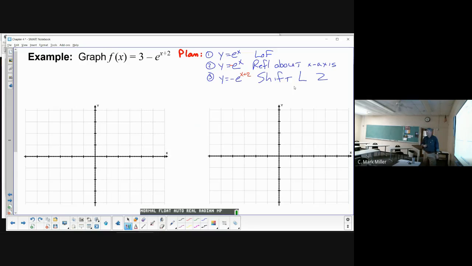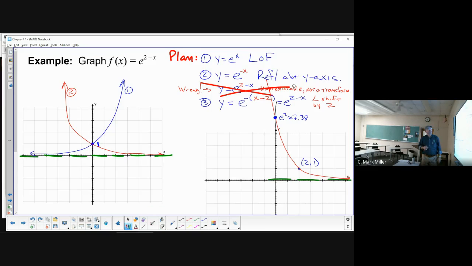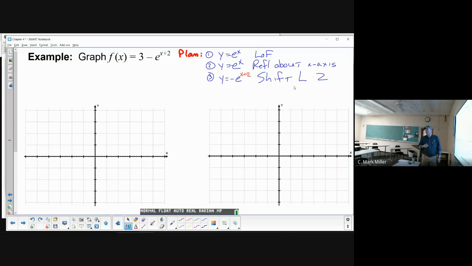Yes, sir. Like the last one, you don't have to put the negative in front? Like this? You say I don't have to do that here? Yeah, you don't have to do that, because we don't have that up here. If that were 2 minus x, then you'd have to do it. But x plus 2 or x minus 2, no.